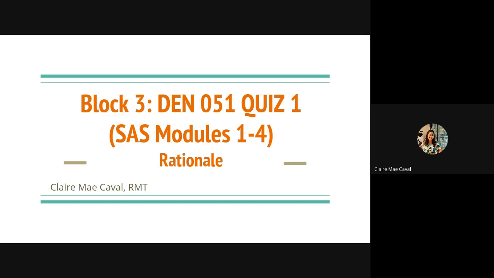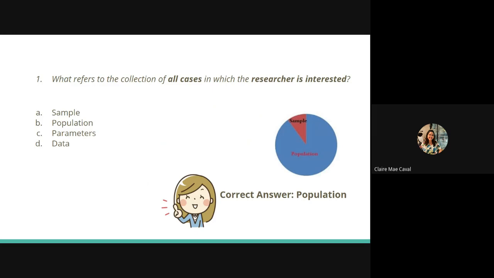Hi class, so this is the rationale for your quiz 1, that is your student activity sheet modules 1 to 4. So let's start. First question, what refers to the collection of all cases in which the researcher is interested? The choices are letter A, sample, B, population, C, parameters, D, data. The correct answer is population.